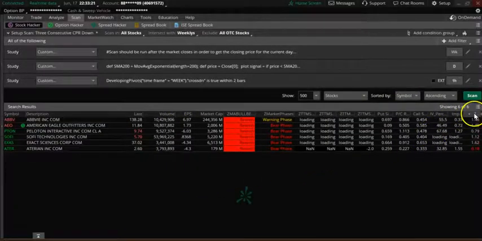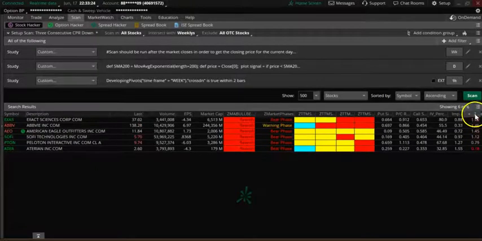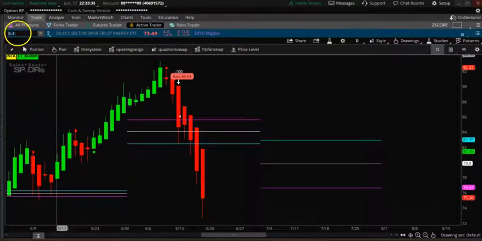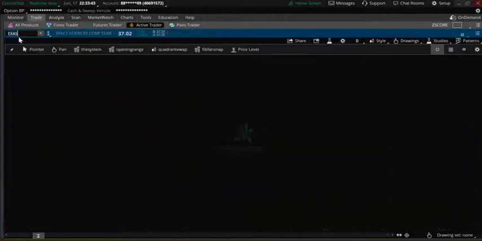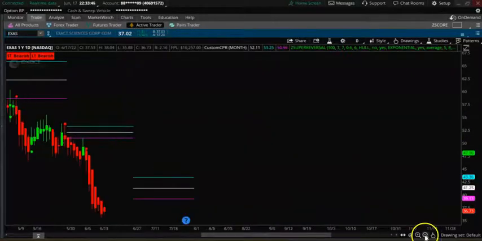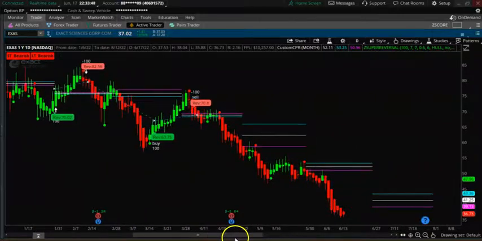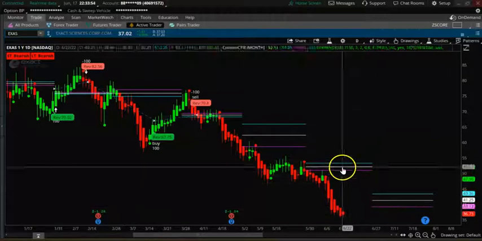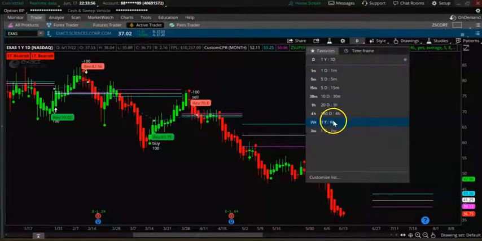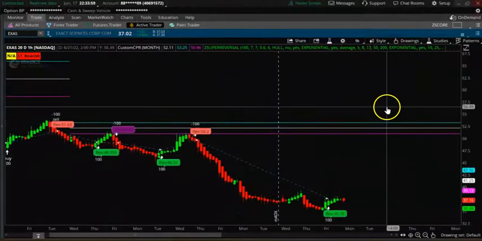Okay, so I'm going to start by relative volume. So EXAS, okay, chart. EXAS, Exact Sciences, okay. So you can see here it's basically a downtrending CPR. You can see all downtrending candles. So the first, okay, let's go on a 1 hour time frame.